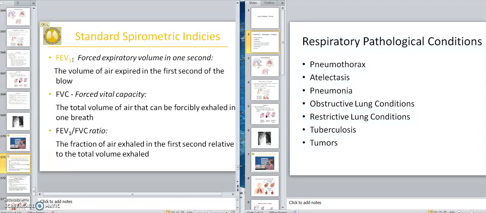Now, what does that mean? That means if you don't get it out, there's probably some obstruction. Okay?